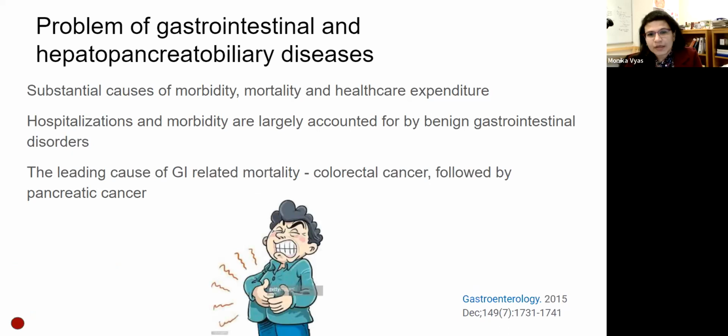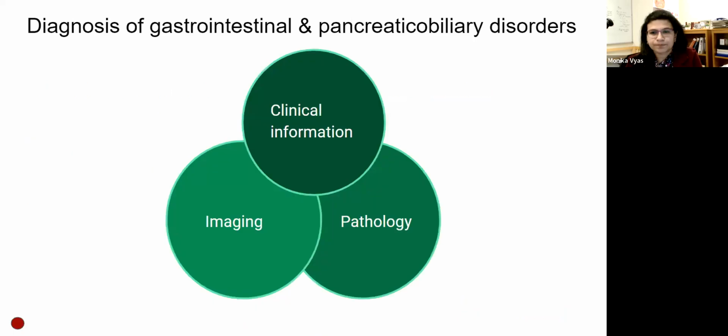So gastrointestinal and hepatobiliary diseases form a big component of morbidity and mortality and healthcare expenditure in the United States and worldwide. Hospitalizations and morbidity are largely accounted for by benign gastrointestinal disorders such as diverticular disease and inflammatory bowel disease, also our good old peptic ulcers. But the leading cause of mortality related to GI tract disorders is colorectal cancer, followed by pancreatic cancer. And our work here focuses a lot on diagnosis of both of these.